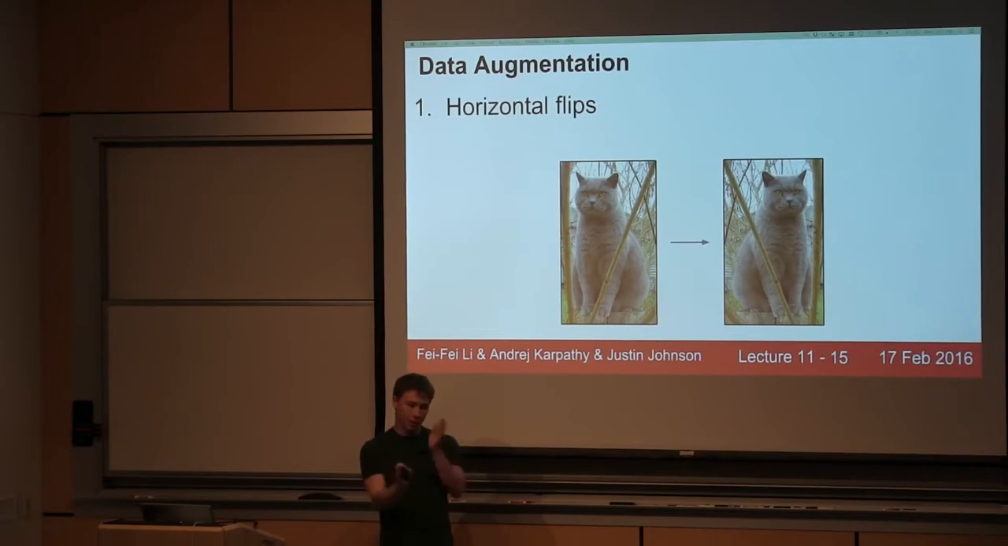So the easiest form of data augmentation is horizontal flipping. If we take this cat and we look at the mirror image, it should still be a cat. And this is really, really easy to implement. In NumPy, you can just do it with a single line of code. Similarly easy in Torch and other frameworks. Very widely used.